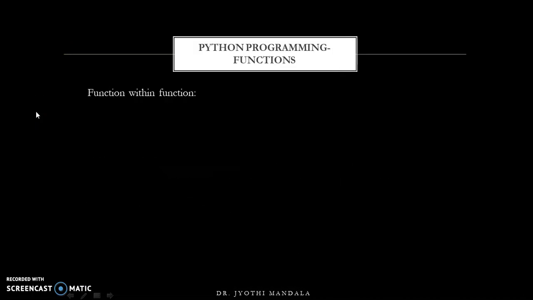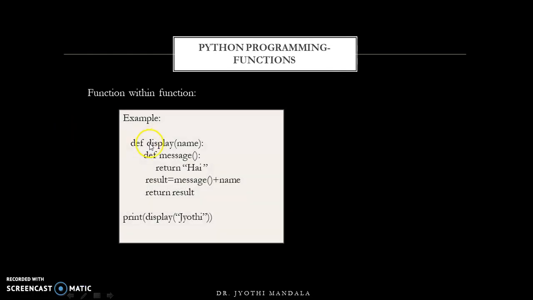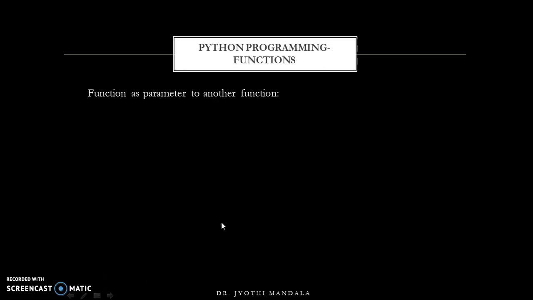Now function within a function. If you see this display function, we have another function also, and we can simply have one function within another function. Now whenever I am calling this display function with a parameter, let us consider Jyoti, then the name will be Jyoti here, and in that I am calling result equal to message. Now I am calling the message function which is within this function. Now this will be replaced by hi plus name, which is Jyoti, and the result will be copied here, and I will get an output like hi Jyoti. So hi Jyoti. Got it all of you?